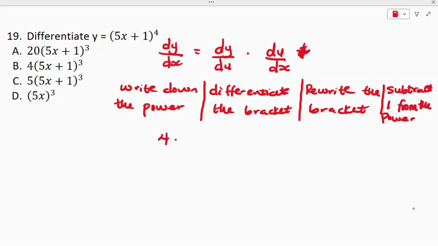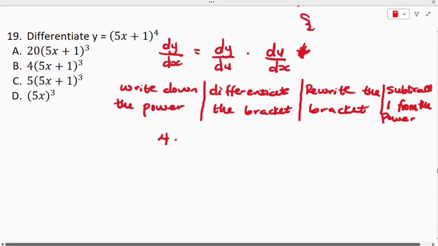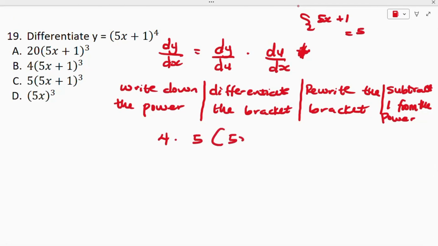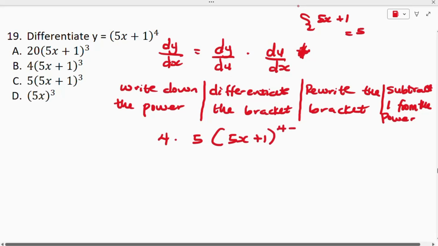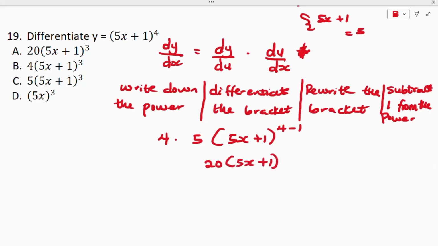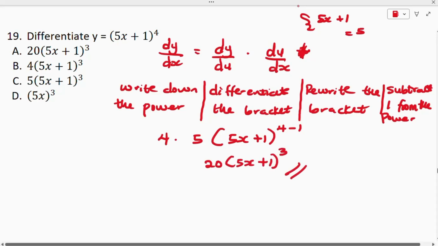Multiply, then differentiate the bracket. If you differentiate 5x plus 1, this equals 5. Now we write the bracket, which is 5x plus 1, and subtract 1 from the power, which is 4 minus 1. So we have 4 multiplied by 5 is 20, into (5x plus 1). 4 minus 1 is 3. So we have been able to get this right here for the second option.